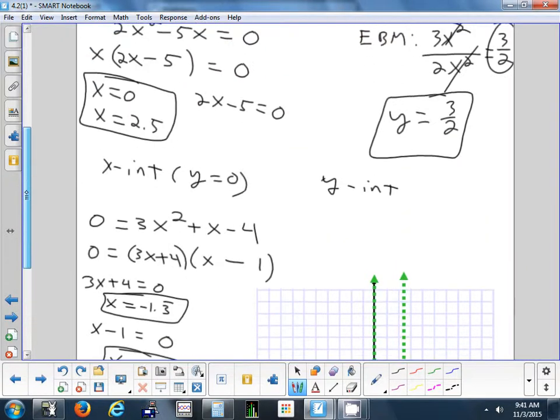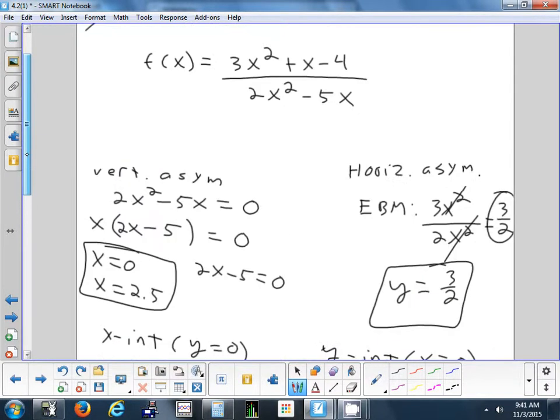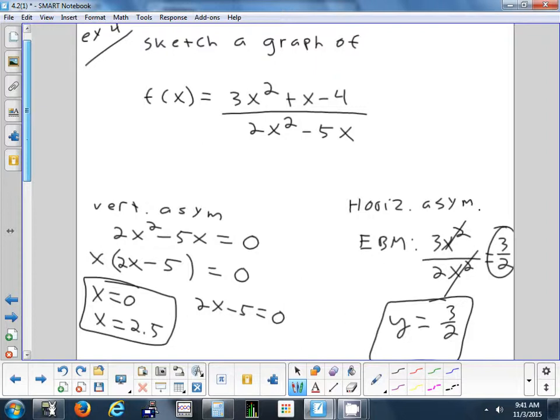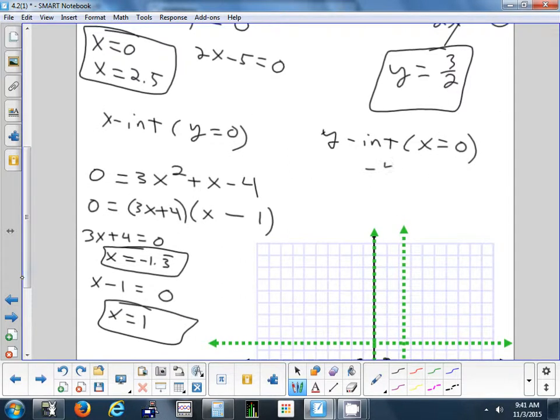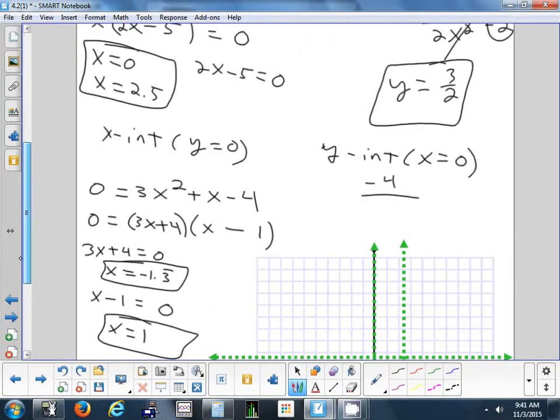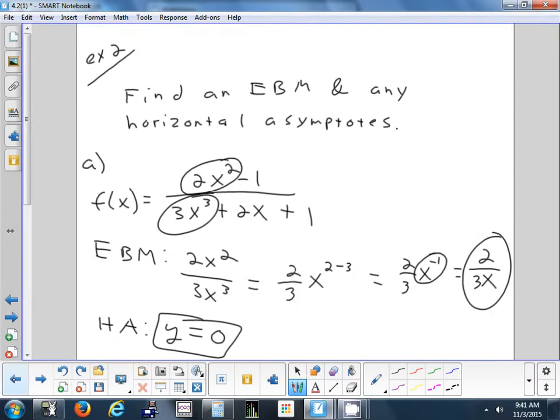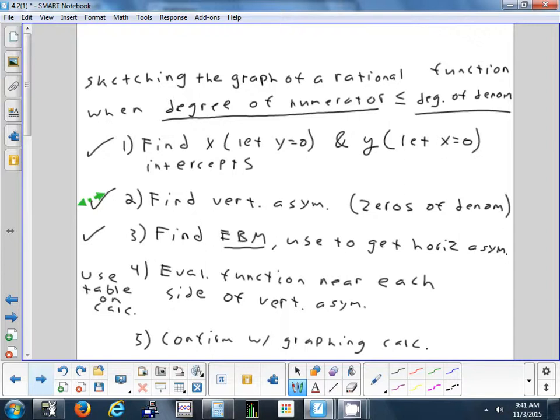And the last thing we'll find is the y-intercept. All right, what's 0 squared? 0. Times 3? 0. Plus 0? 0. And then minus 4. Negative 4. And let's plug 0 into the bottom. That's how you find your y-intercept. To find your y-intercept, let x equal 0.